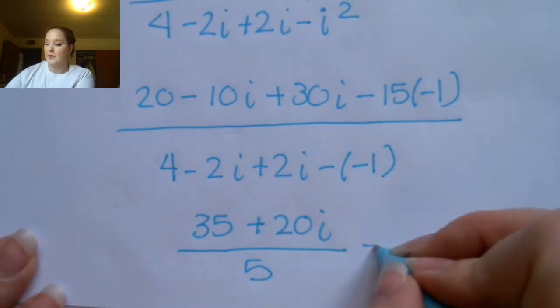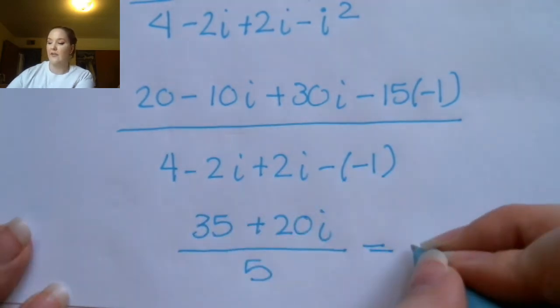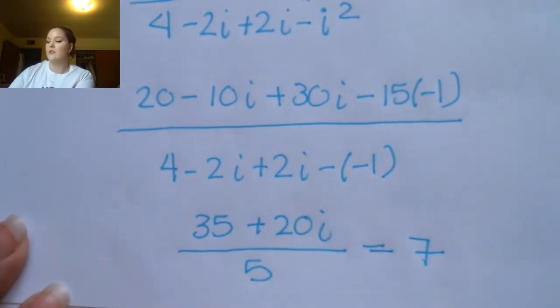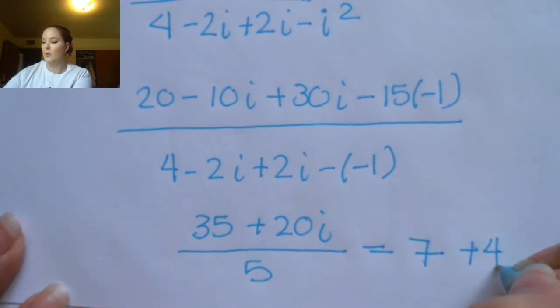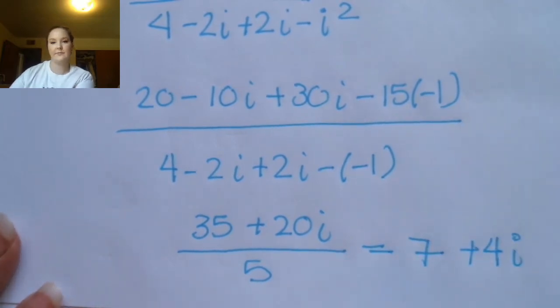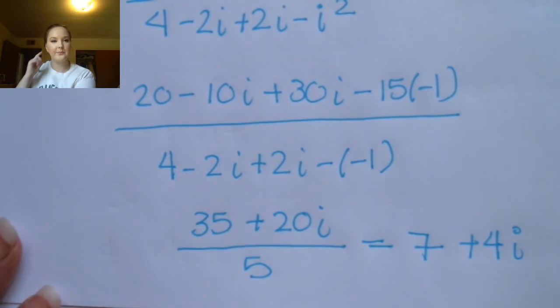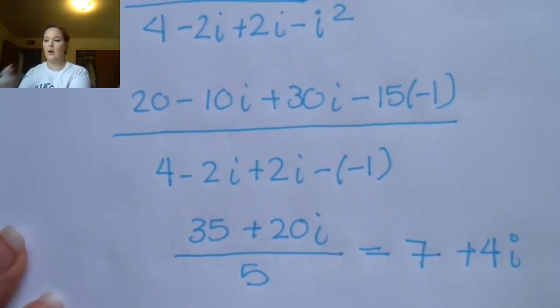And now we can split this up. 35 divided by 5 is 7. 20 divided by 5 is 4i. All right, let's do one last example of this.